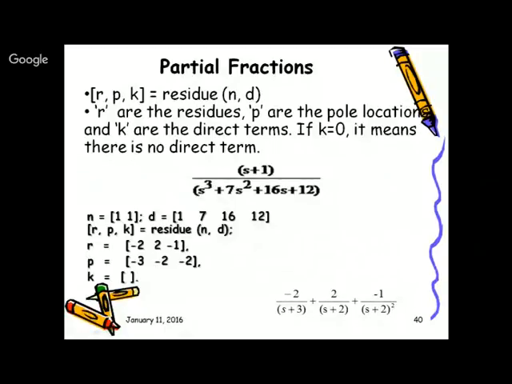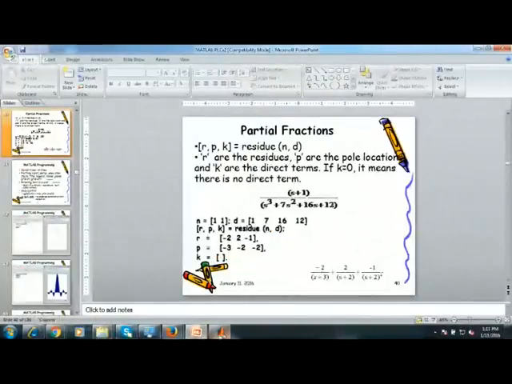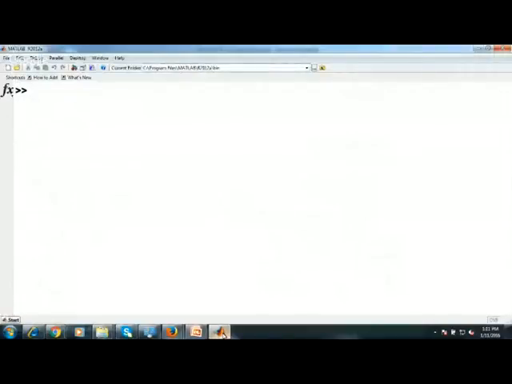Okay, I'll show you this. n is equal to 1, 1, and d is equal to 1, 7, 16 and 12. So I have a partial fraction whose numerator is s plus 1, and denominator is s cube plus 7s square plus 16s plus 12. Now we require the residue, the partial fractions.